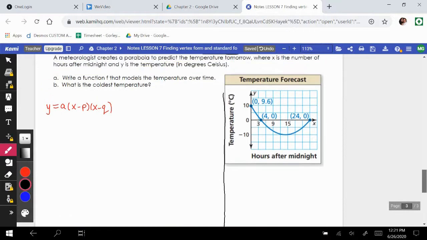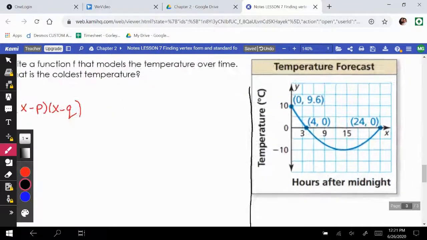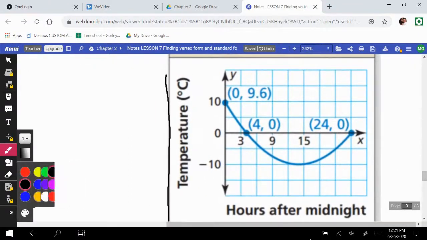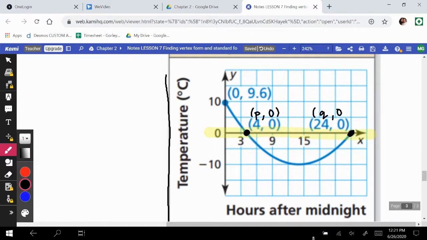All right, let's take a look at our picture here just to find the point and the x-intercepts. X-intercepts is where it crosses the x-axis. So the x-axis is your horizontal axis right here. So where does the parabola cross the x-axis? Looks like it crosses, let me go ahead and rather than highlighting it, I'm going to draw it. Looks like it crosses the x-axis right here and right here. So these are our x-intercepts. This is our p, 0 and our q, 0. Remember, x-intercepts are p and q.